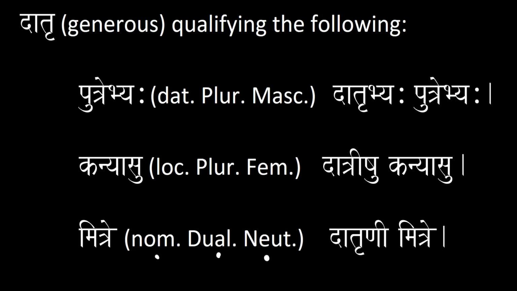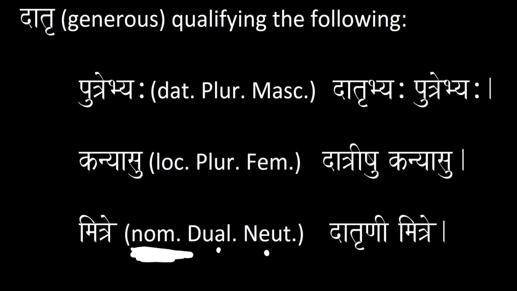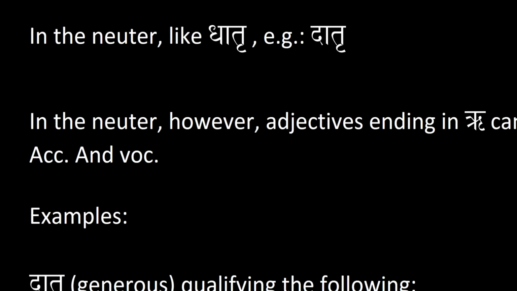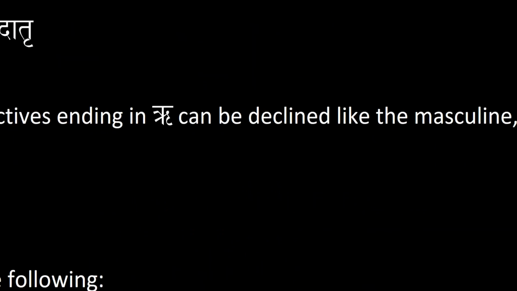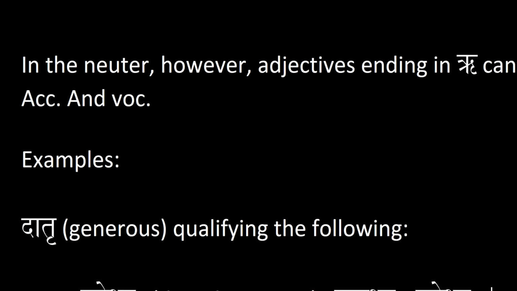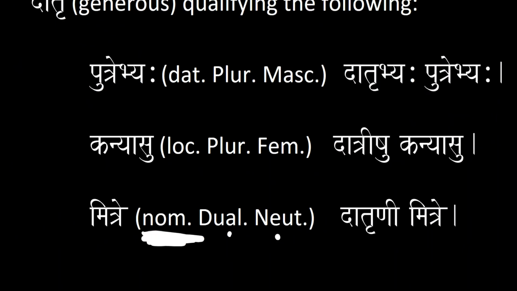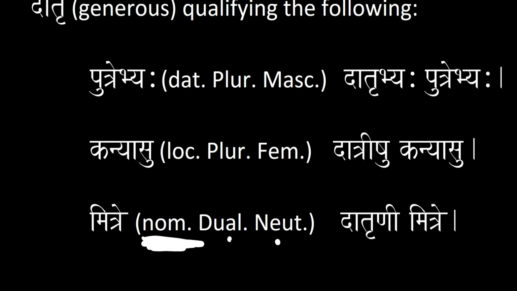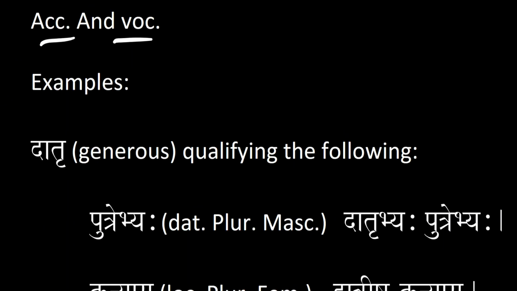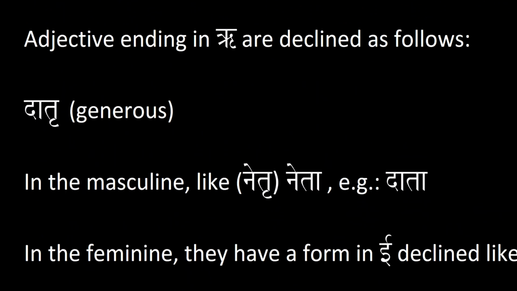Remember, because this is in the nominative case, you cannot decline this like in the masculine declension, because the rule is that in the neuter, adjectives ending in ri can be declined like the masculine, except in the nominative, accusative, and the vocative case. So know when you are and are not allowed to decline something in the masculine when you are declining adjectives. And these are the conditions to decline adjectives that end in ri.